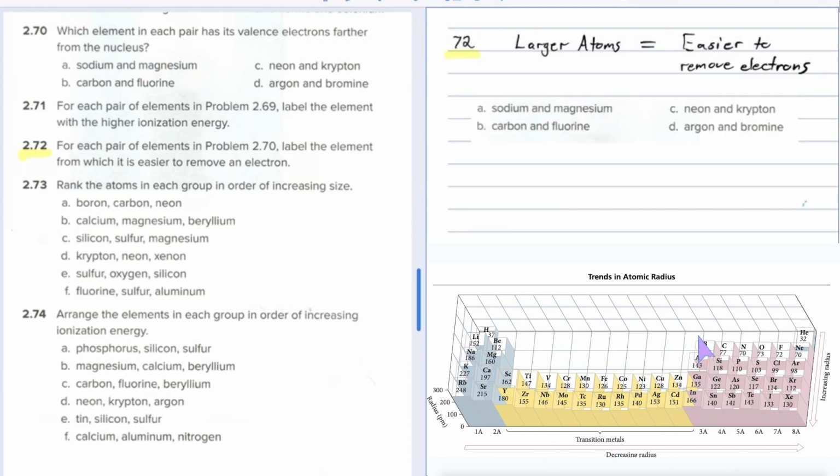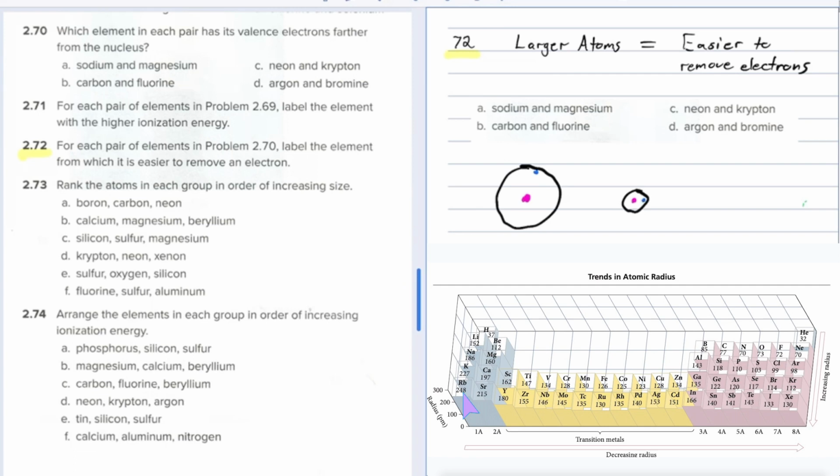Now you can see the periodic table right here, and this shows you the atomic radius. The key to answering this question is to realize that it's easier to remove electrons from larger atoms. Think about a big atom versus a small atom. The nucleus is positive, it's in the middle. When you've got an electron way out there, it's easy to remove, but if an electron is close to the nucleus, it's harder to remove.